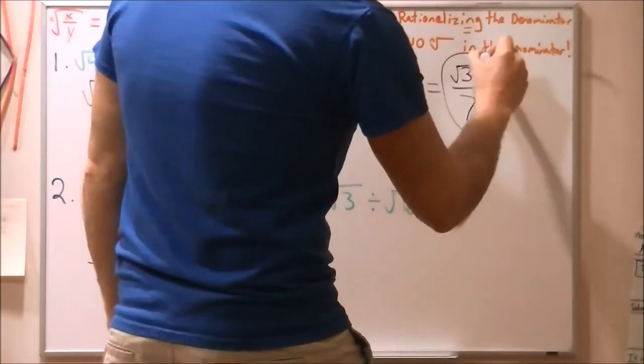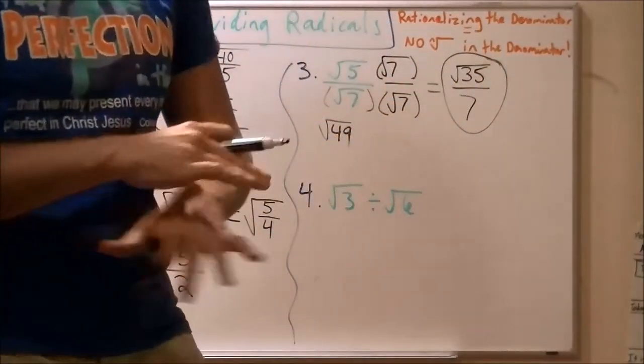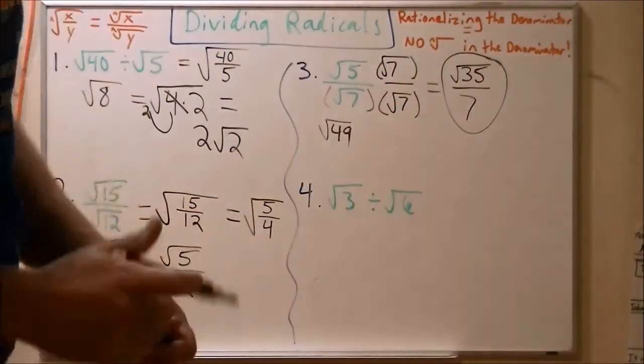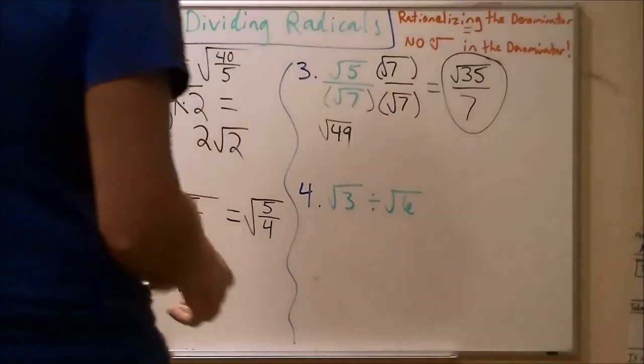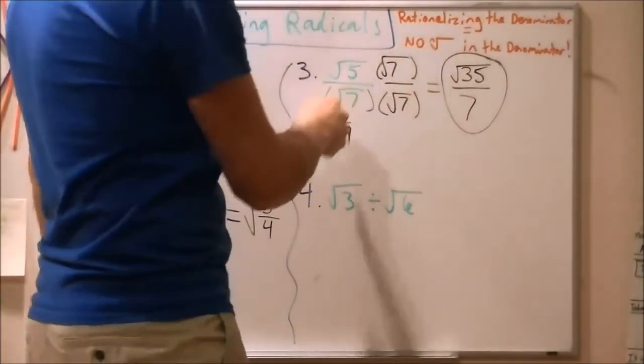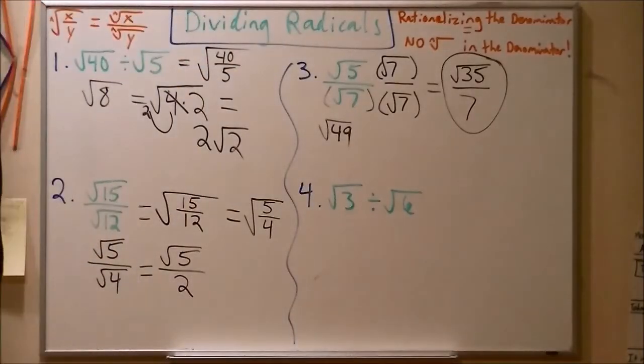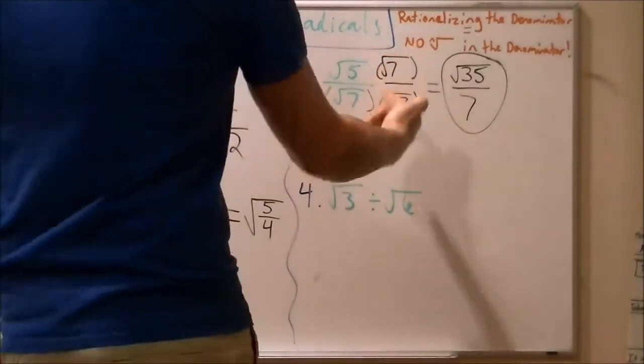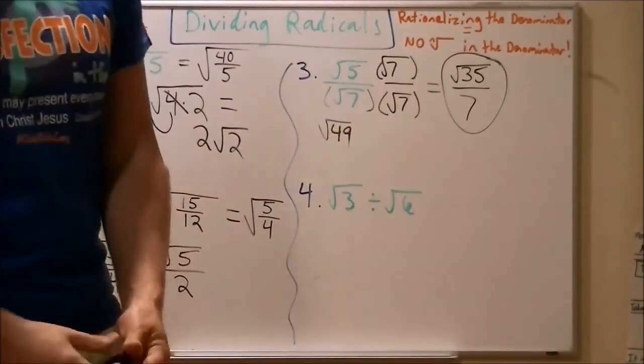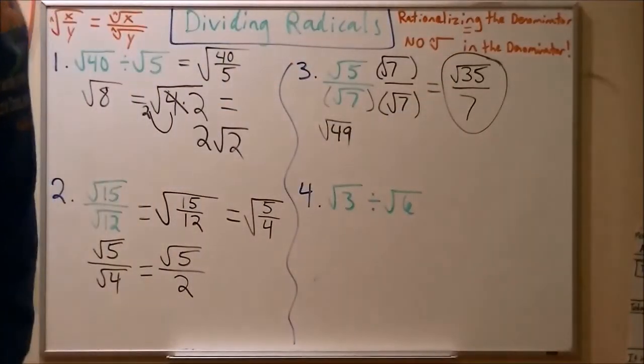Square root of 35 over, not square root, but just the number 7. And now I have a correct answer because I have rationalized a prime square root denominator. And that's the way I got rid of that square root on the bottom. I just made the top number larger.